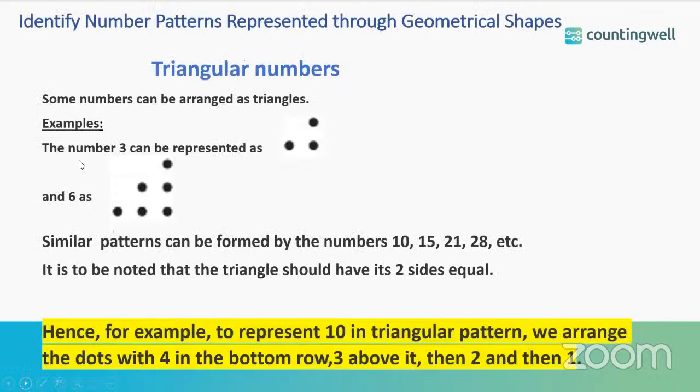Next, we'll see how we represent another number like 21 or 10. You have to note that the triangle should have two sides equal. So when we are representing 10, for example, in triangular pattern, you have to arrange the dots 4 in the bottom row, 3 above it, and then 2 and then 1.